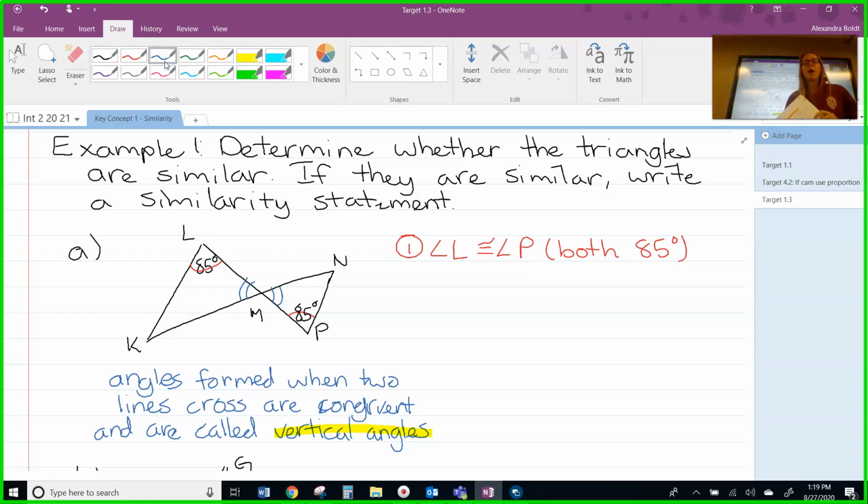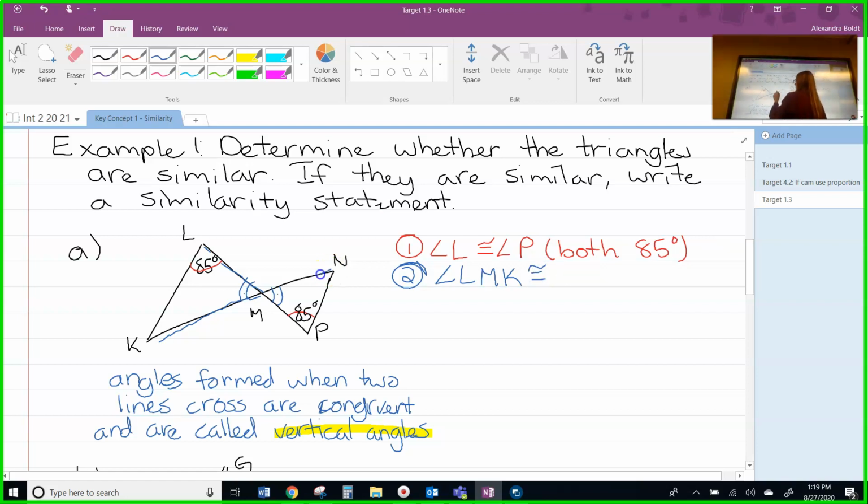Okay? Now we have to be careful how we name these. If I just say angle M and angle M, well, those would be like the same thing. I don't know which angle M you're talking about. So again, if you remember from last year, a lot of times we have to use 3 letters. And if I draw the lines, I'm drawing from L to M to K. Okay, so angle LMK is congruent to angle NMP.